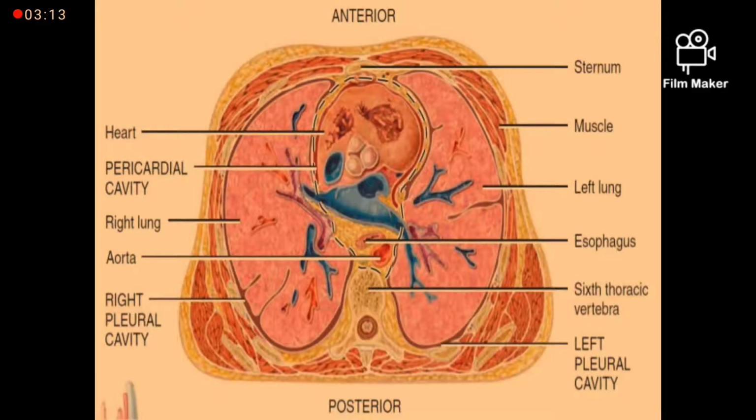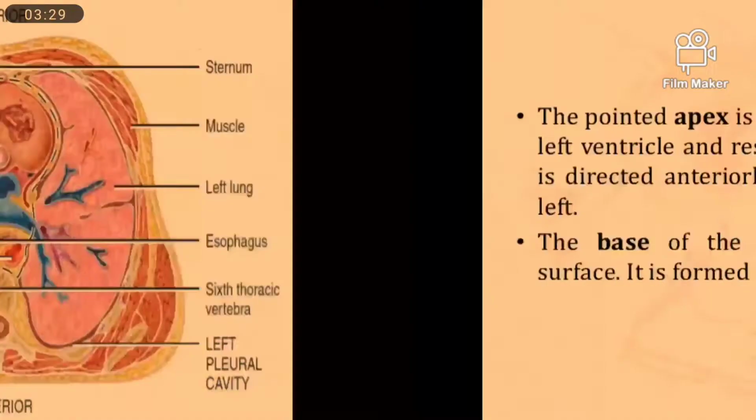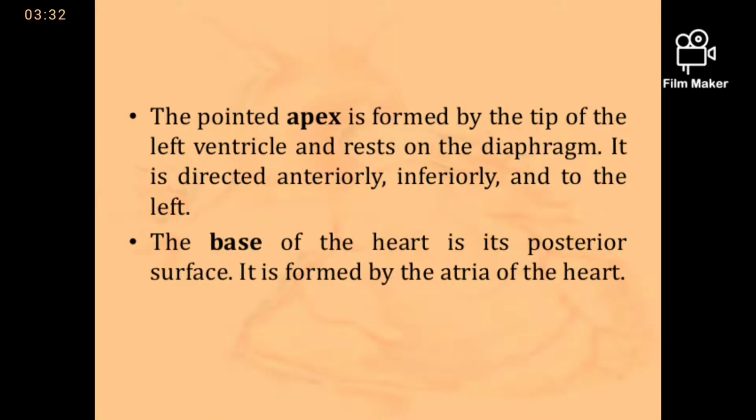Here you can see a transverse section of the body, with the anterior aspect above and posterior aspect below, and you can see heart is situated between the two lungs in middle mediastinum. The pointed apex is formed by the tip of left ventricle and rests on the diaphragm. It is directed anteriorly, inferiorly and to the left. The base of the heart is its posterior surface. It is formed by the atria of the heart.